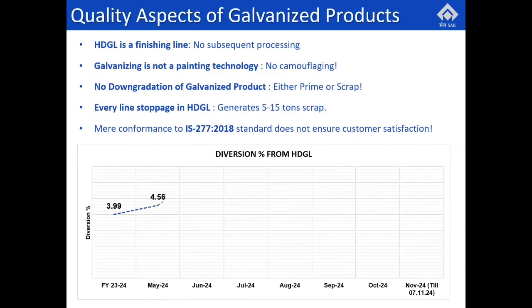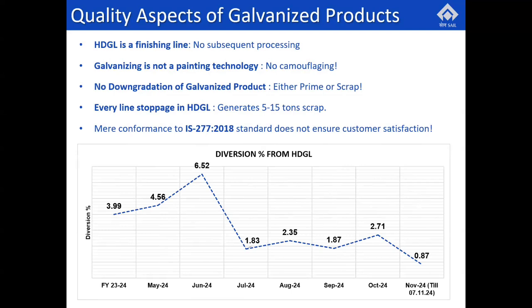Please understand that this HDGL is a finishing line, so we have to be very stringent about the quality of the product that we are giving. Galvanizing again is not a painting technology, so there is no scope of camouflaging any defect. If there is a defect, it will show after galvanizing as well.